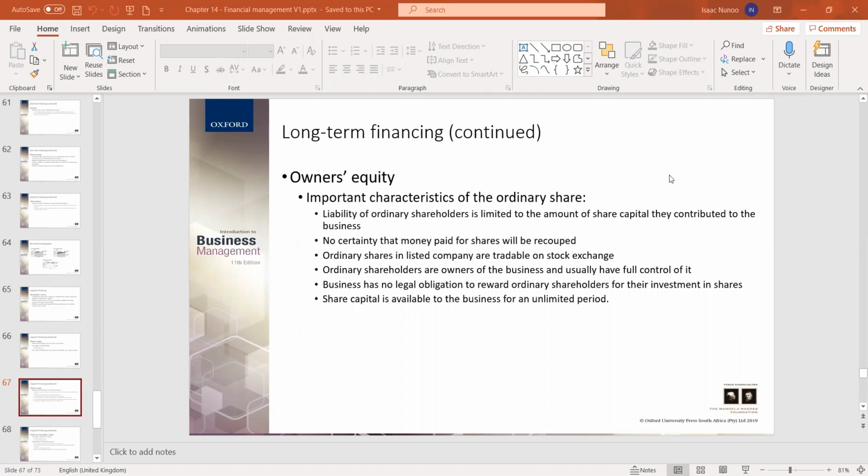And basically, these are things we've talked about in our earlier discussion in terms of the types of business, in terms of the shares and ownership. So these are things we're already familiar with.